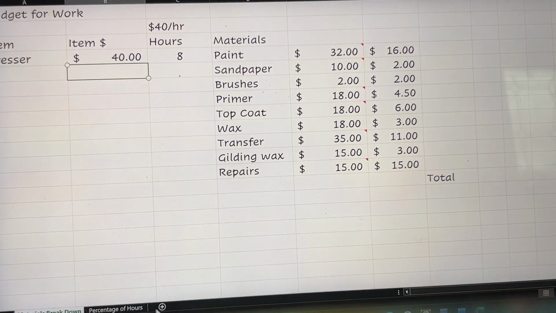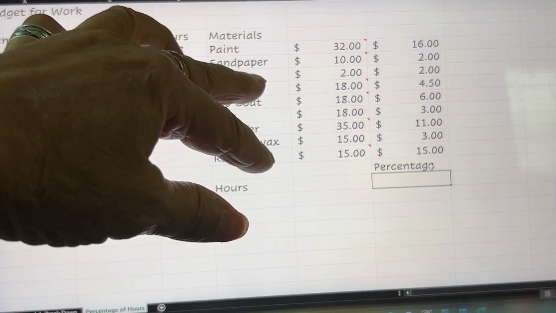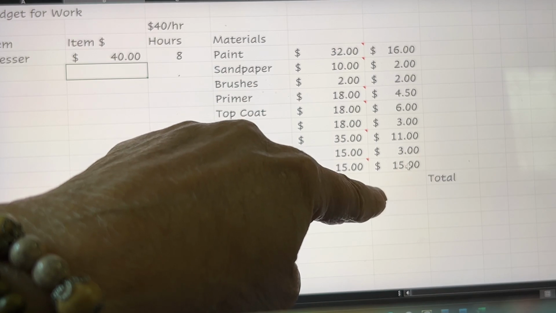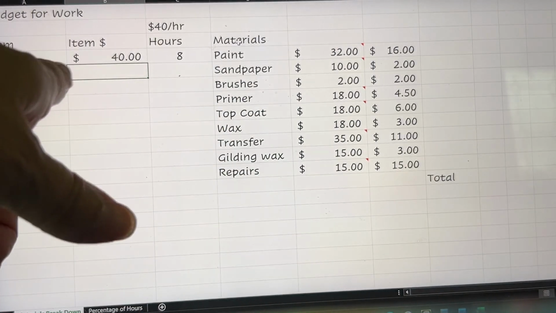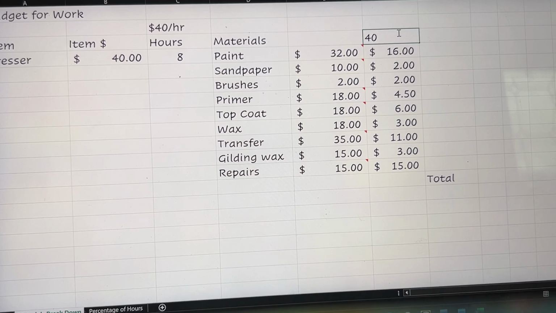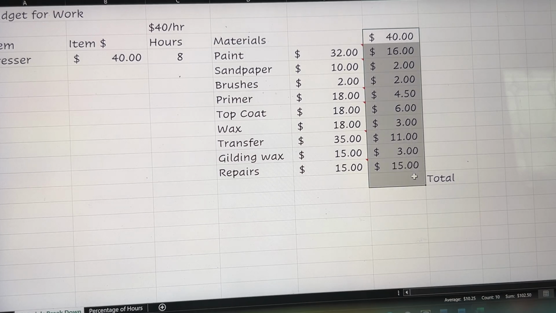I am going to go over here on percentage of hours just to show you that it was the same monies for that. So let's go back to the first sheet, because we're going to work here first. We're going to work as if I use these figures exactly. So let's go ahead and take the $40 and put it over here, because that was what the item cost, and I'm just going to enter it. And here's my 8 hours, and I'm charging $40 an hour. So let's go ahead and come down and get a subtotal.